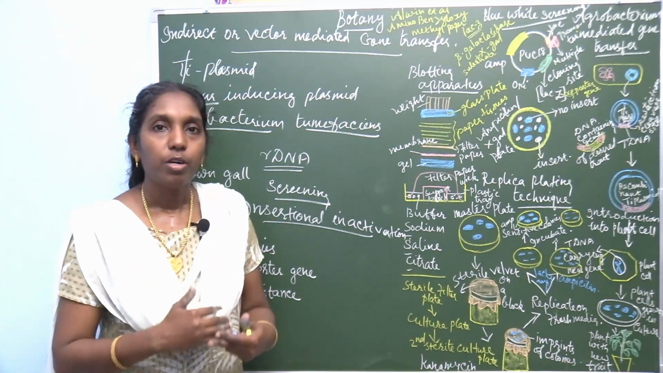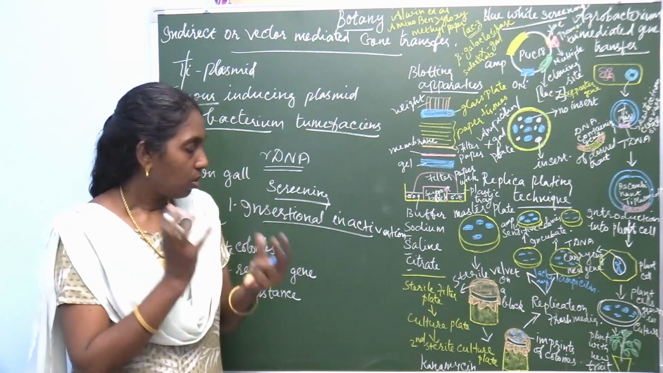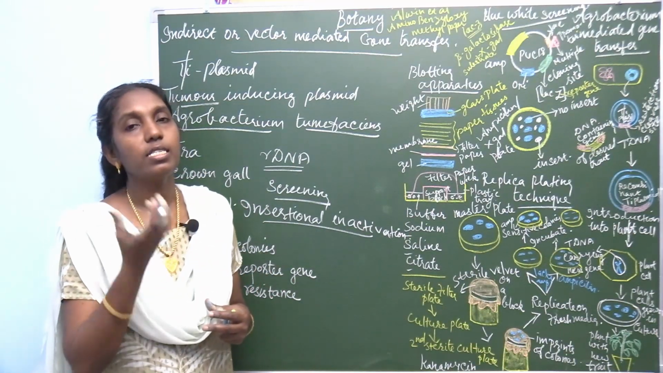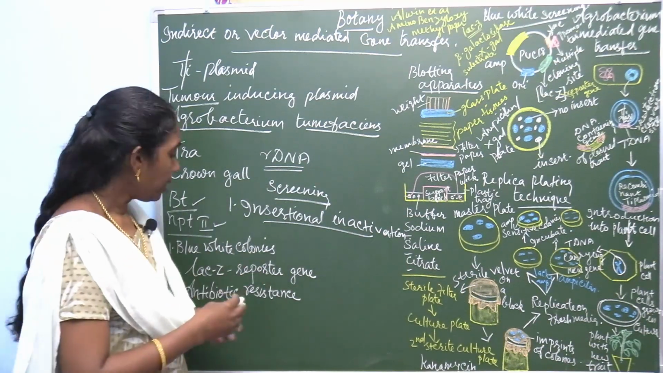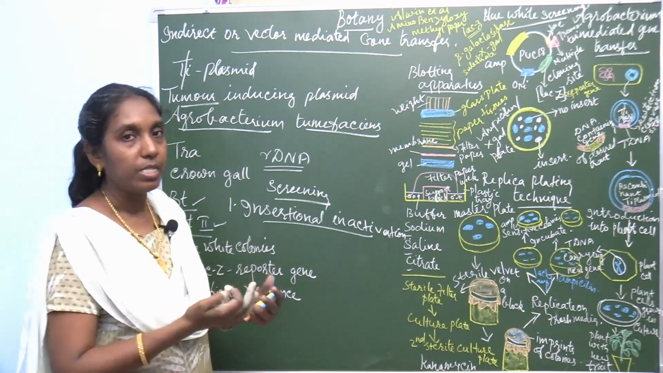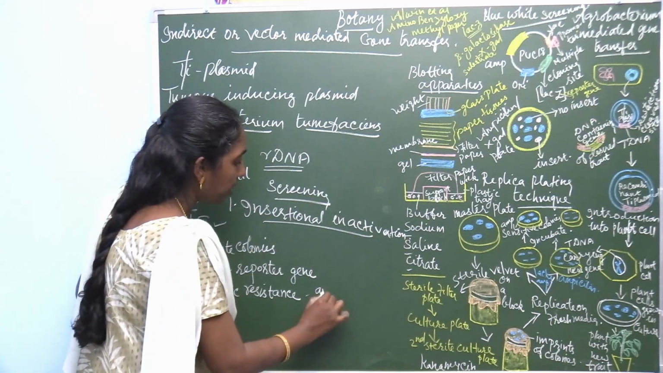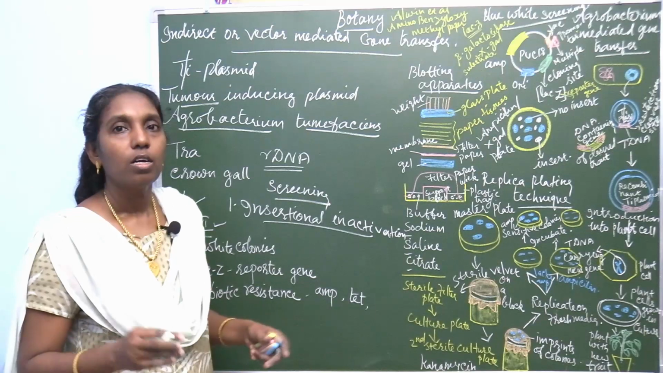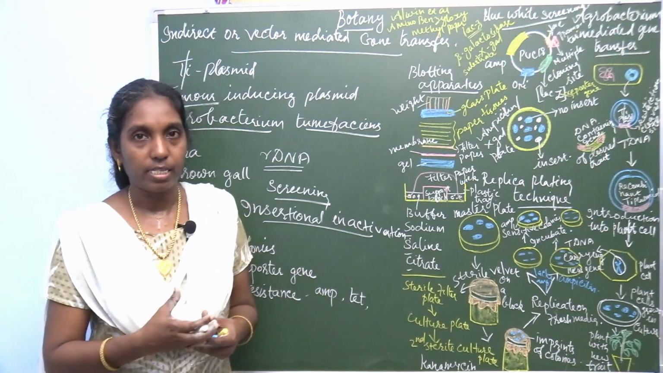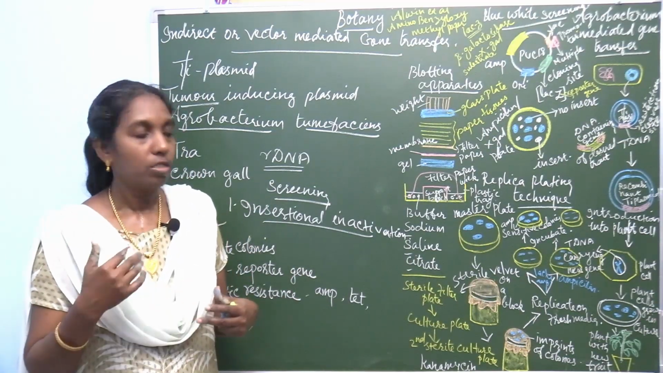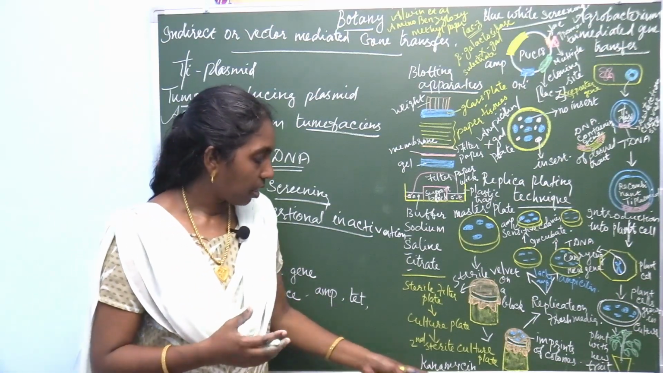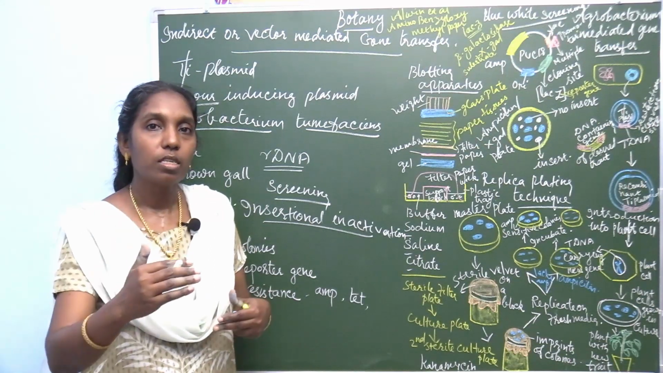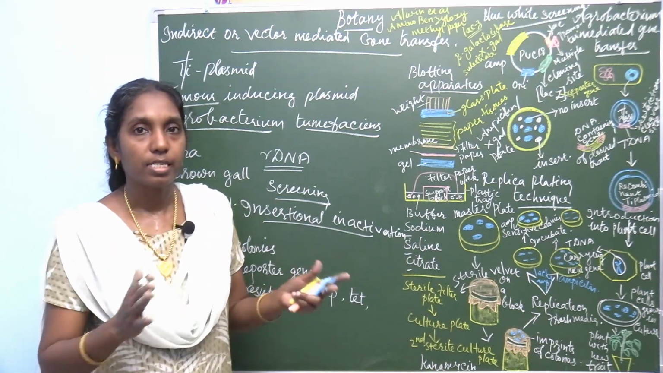Based on this antibiotic resistance, the colonies are grown on a substrate containing ampicillin, AMP, or tetracycline, or some other antibiotic such as kanamycin. Kanamycin is also used for antibiotic resistance. When the colonies grow on this, it is screening.